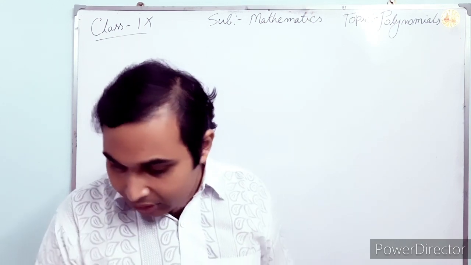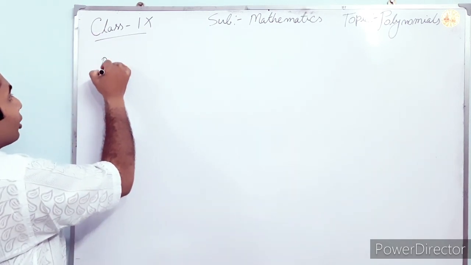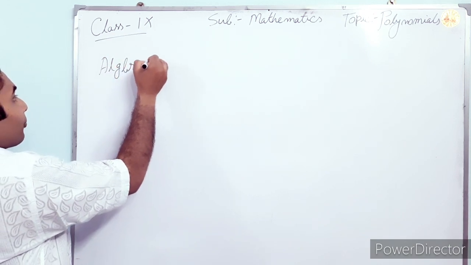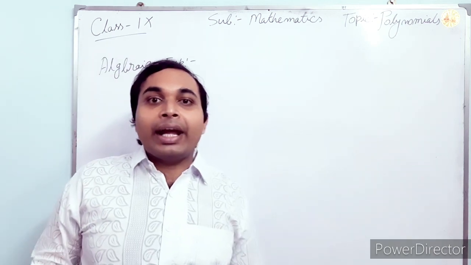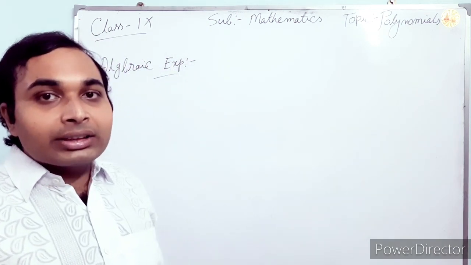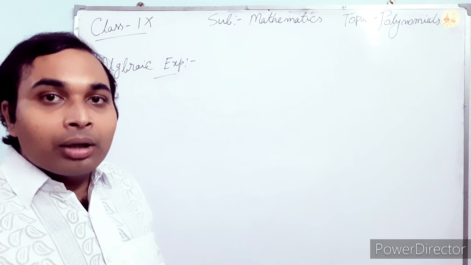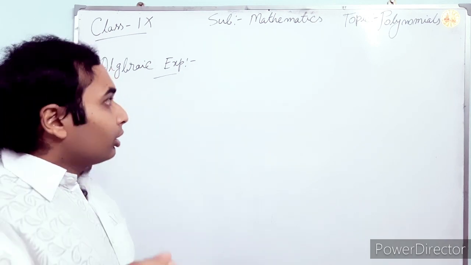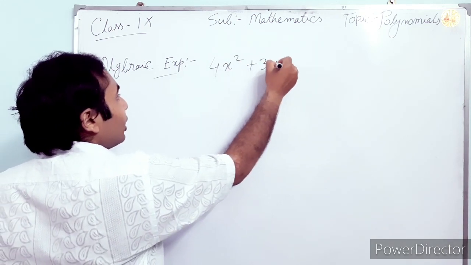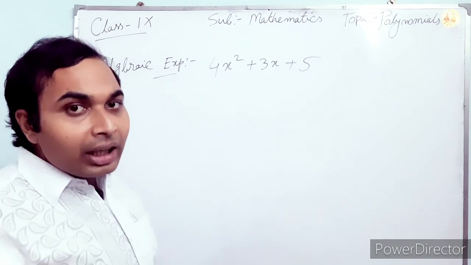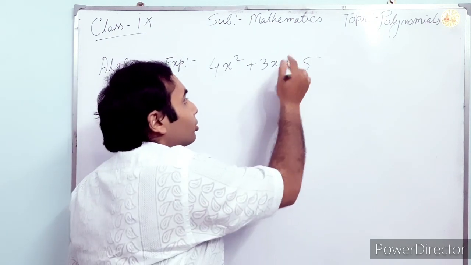So, algebraic expressions. What are algebraic expressions? Let us write here. Algebraic expression means an arrangement of constants and variables, with mathematical operations in the middle of them. Suppose I am writing this: 4x square plus 3x plus 5. So this is an algebraic expression, or here I can write minus also.